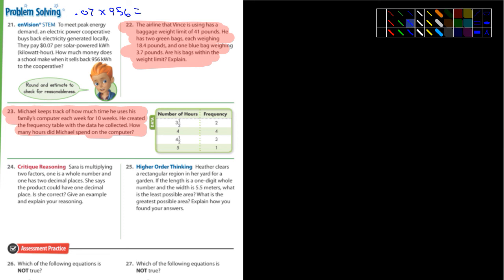24, Sarah's multiplying 2 factors. One is a whole number and the other one has 2 decimal places. She says the product could have 1 decimal place. Is she correct? Give an example and explain your reasoning. Think about that one.